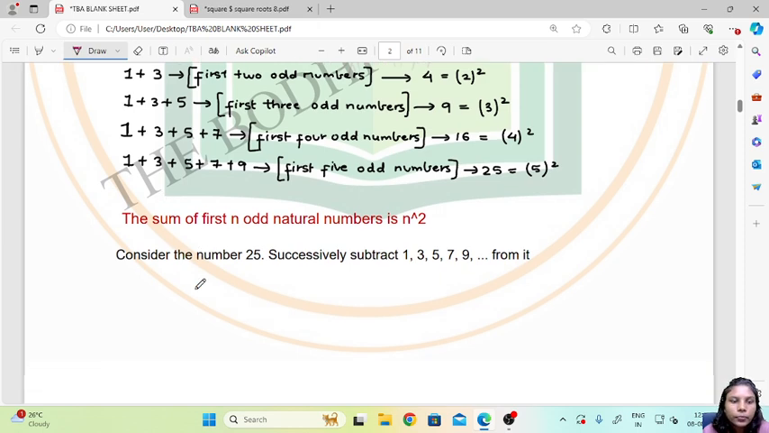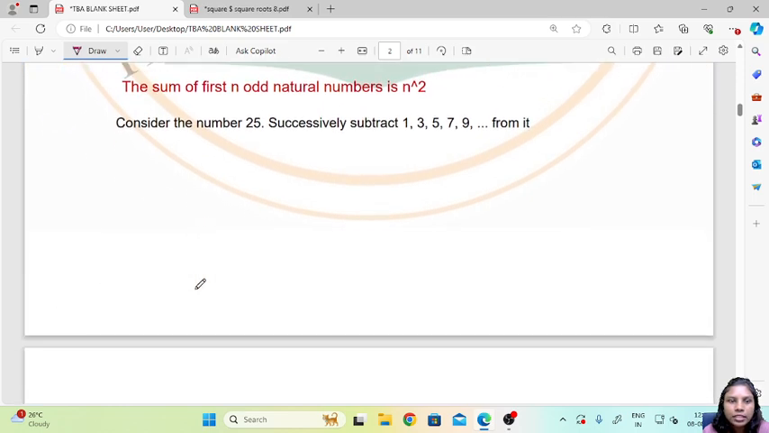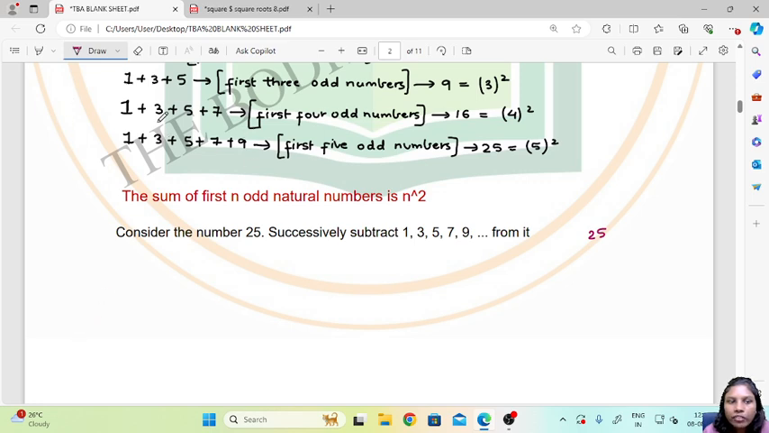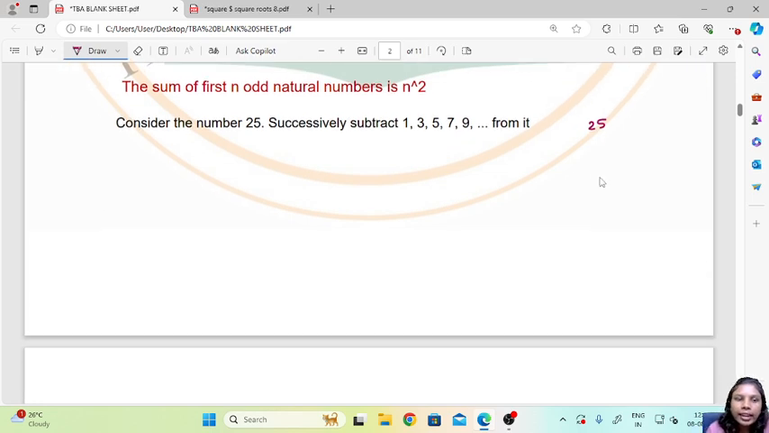Now we'll try to verify this. Say I have 25. Above, I got 25 by adding 1, 3, 5, 7 and 9. Now we'll try to subtract these in reverse order. 25 minus 1 I'll do first, so I'll get 24.